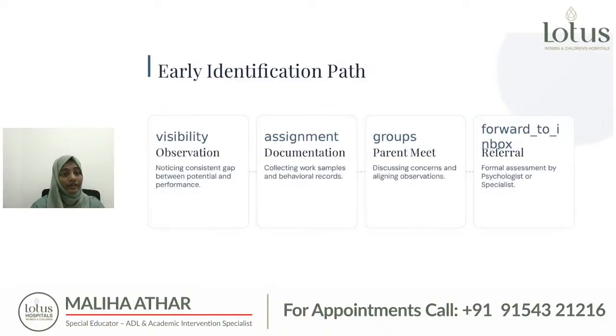Now let's look at the early identification path. How can you identify early a child who has SLD? We can observe, document, meet the parents, and then refer to a specialist. When you're observing, see the pattern of the child and their overall performance and potential. When you're documenting, keep the raw material of how the child has been working, like the written work of the child, and note changes which are not abnormal. Then discuss it with the parent and ask them to go for a clinical diagnosis.